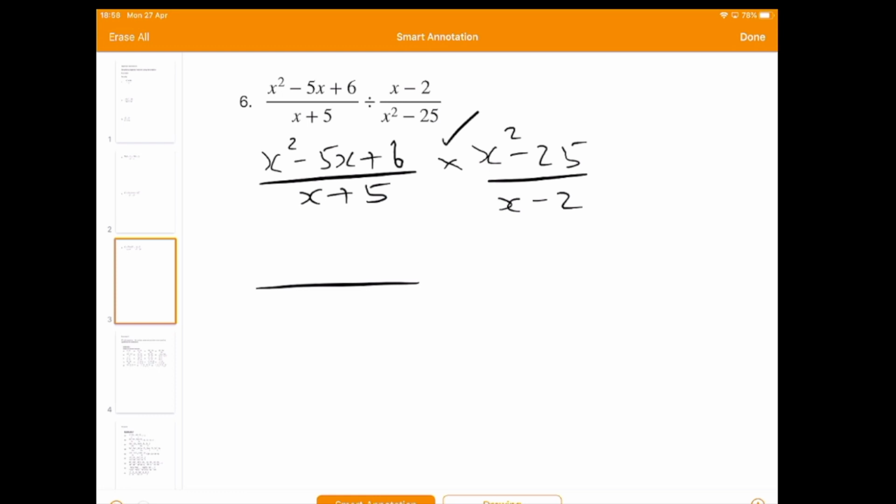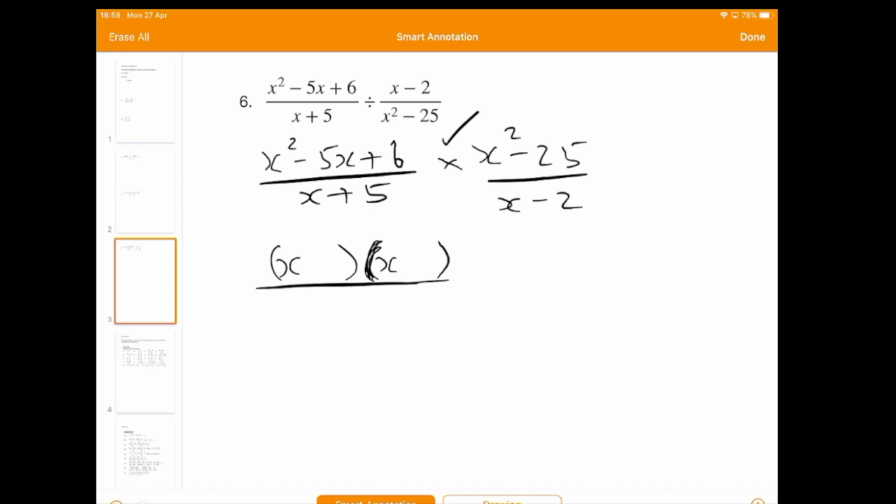The numerator of the first fraction is a trinomial. Remember how you factorize your trinomials. Draw your brackets. And then x squared means x times x. Right, then we focus on the 6. We are looking for 2 factors of 6. But we need those 2 factors to give us a minus 5.